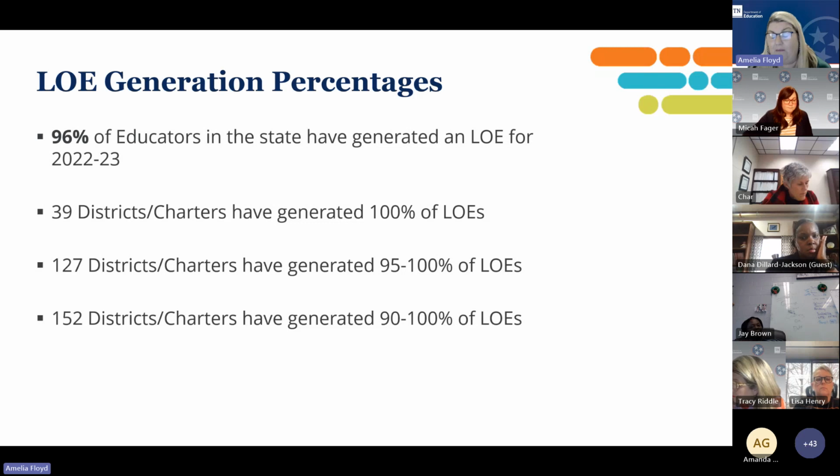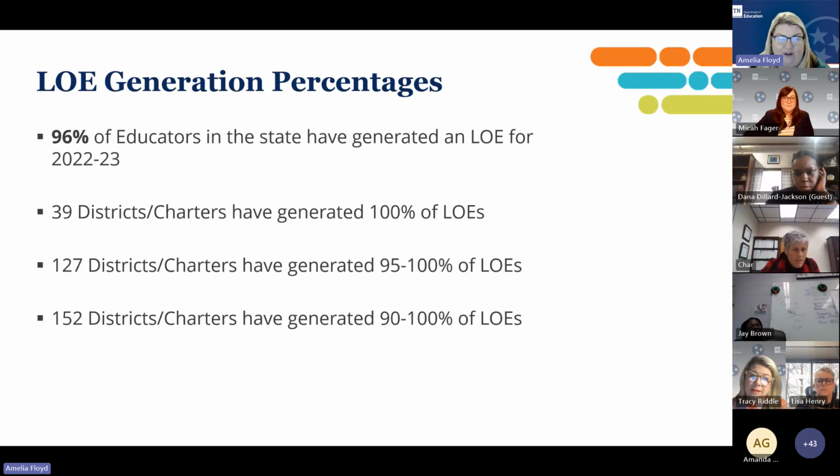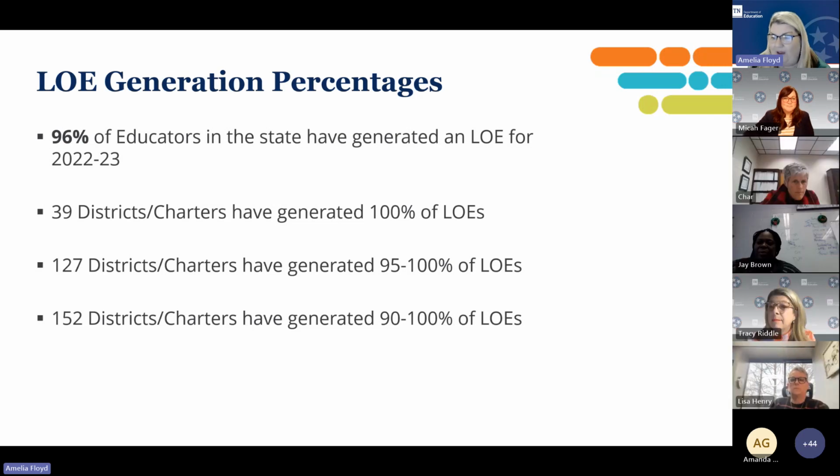My colleagues would tell you I've become obnoxious about this percentage. So I'm just going to brag on y'all for a little while. 39 districts and charters have generated 100% of LOEs available to them. 127 districts have generated between 95 and 100%. And 152 districts have generated from 90 to 100%. You can see we have a pretty high percentage rate from most of our districts and charters.